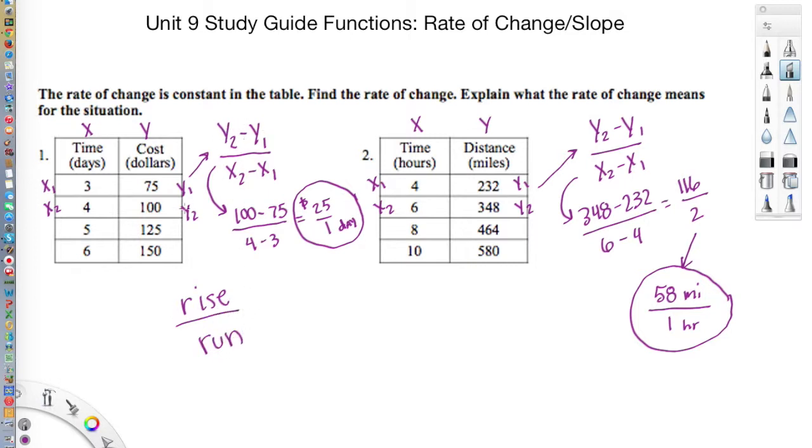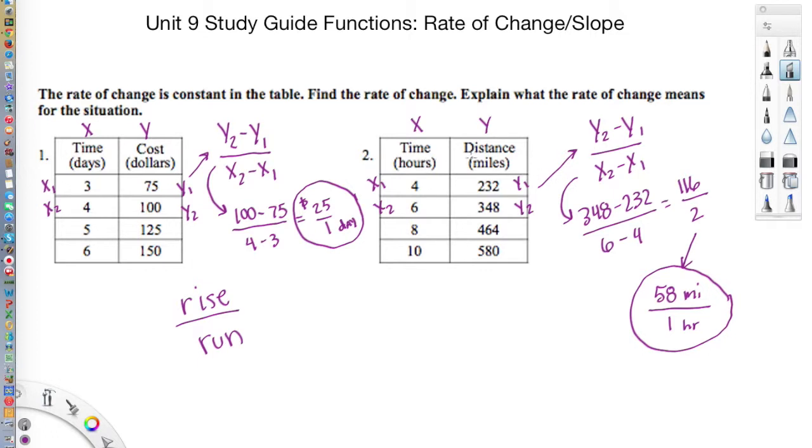Okay, we're finding the difference between these two values, which is 100 minus 75, and that gives us 25, over the difference in these two values, which is 4 days minus 3 days, which is 1 day. So it turns out to be the rate of change, or the slope, is $25 per day. We do the same thing here.